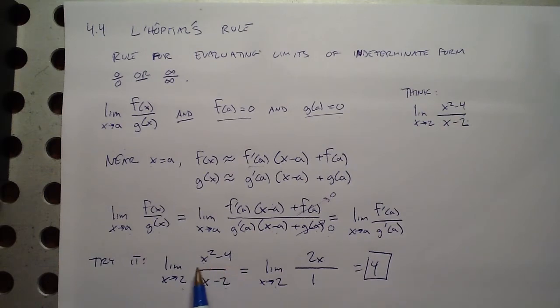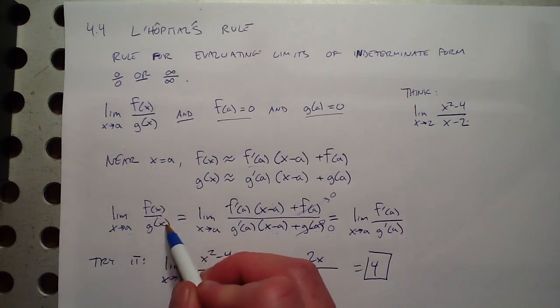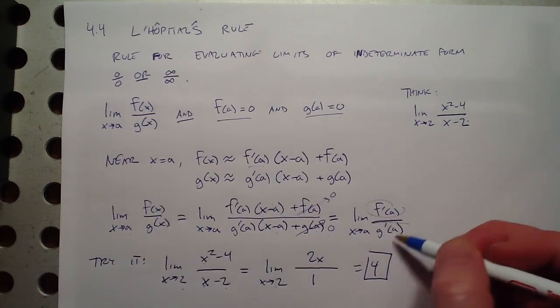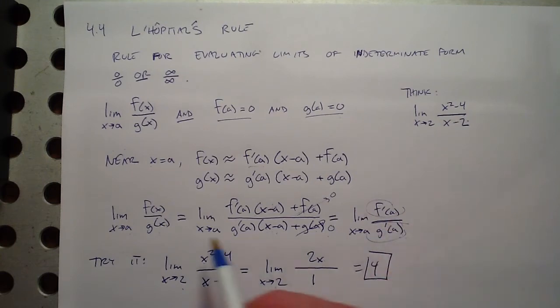Now, notice that we're not using the quotient rule here. We're not taking the derivative of the whole thing. We're taking the derivative of the top and the derivative of the bottom separately. Okay? This has nothing to do with the quotient rule. This is something that says if you've got a 0 over 0 limit, it's the same as the derivative of the top divided by the derivative of the bottom. Plug in your a. Okay?